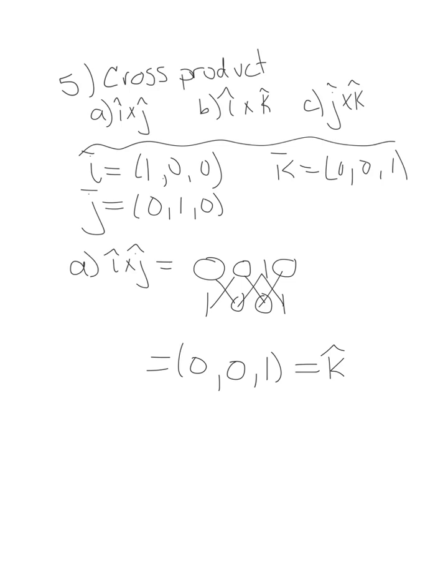I'm not going to do all of them, but I will do B again. So for B, they want vector I cross vector K. Same steps. Vector I, I'm going to start with the middle. So 0, 0, 1, 0, times vector K. Start with the middle. 0, 1, 0, 0.